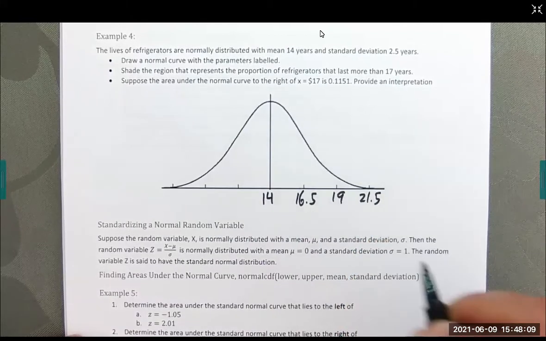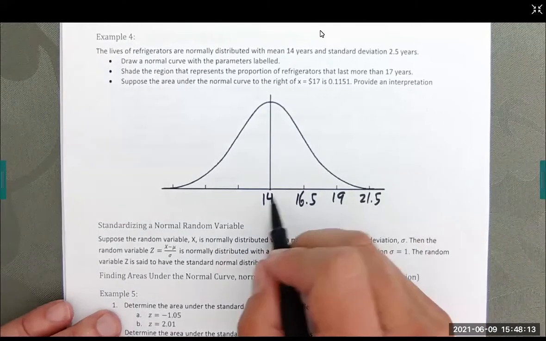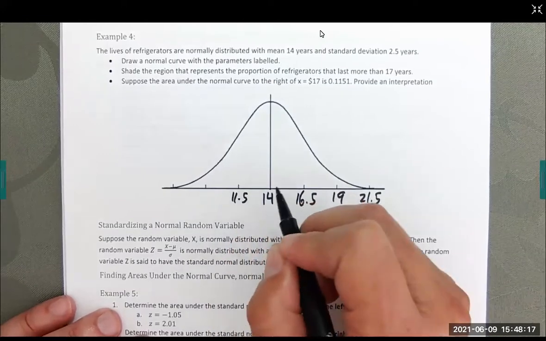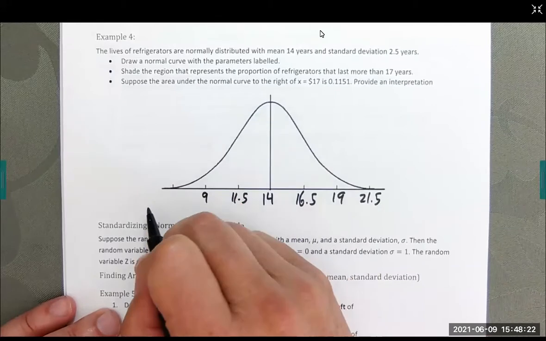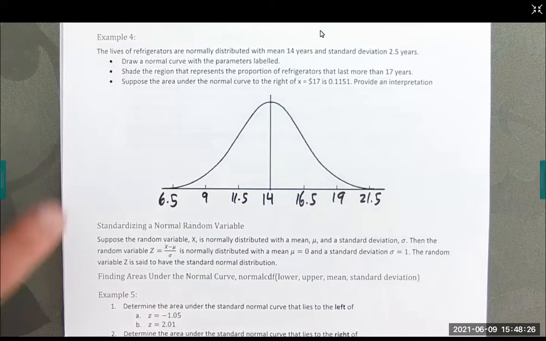Now, the x-axis in this case is in years. If I go down 2.5, that's going to give me 11.5. Down another 2.5 is 9. Down another 2.5 is 6.5. So we've labeled it. Shade the region that represents the proportion of refrigerators that last more than 17 years.